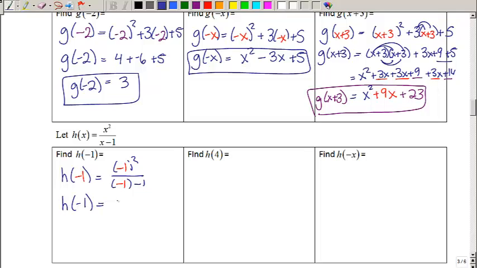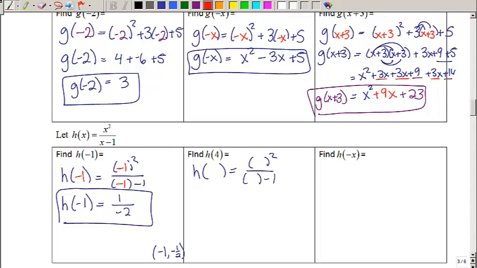Because I have a value here, I can evaluate and get negative 1 squared is 1. Negative 1 minus 1 is negative 2. Therefore, h of negative 1 is equal to negative 1/2. The corresponding ordered pair would be negative 1 comma negative 1/2, where negative 1 is the input and negative 1/2 is the output.